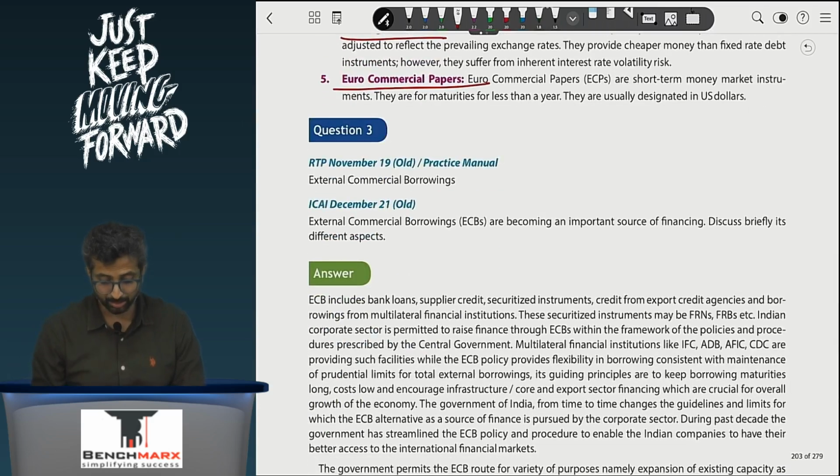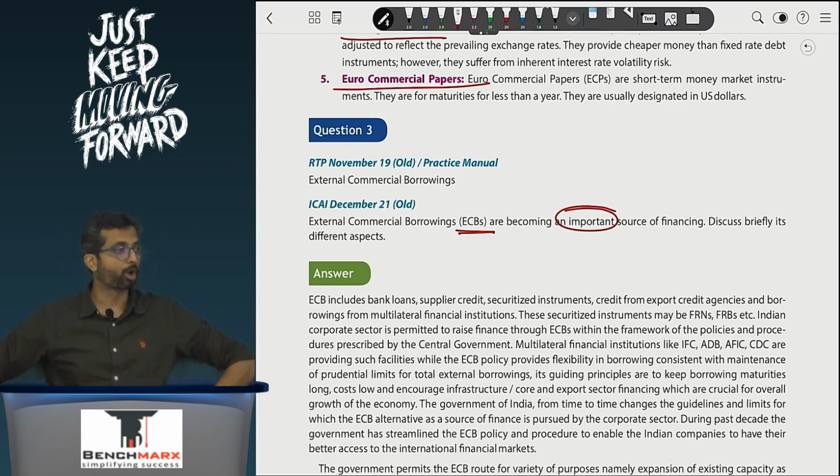Okay, external commercial borrowings or ECBs are becoming an important source of financing. Have you heard about ECB? What is ECB? You borrow money from outside India. Usually, outside India, the rates of interest are relatively lower as compared to India, and hence you can possibly borrow at a relatively lower rate. So an external commercial borrowing usually gives you the advantage of borrowing money at a relatively lower rate. Are we clear with this? But again, it exposes you to exchange rate risk. It also has a lot of FEMA and foreign exchange compliance requirements.